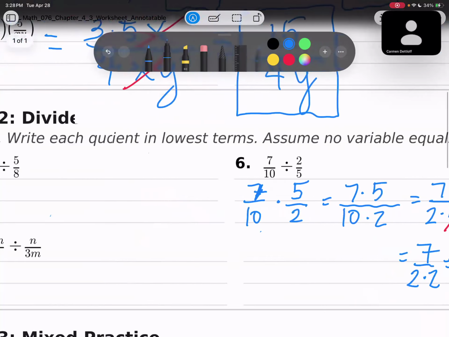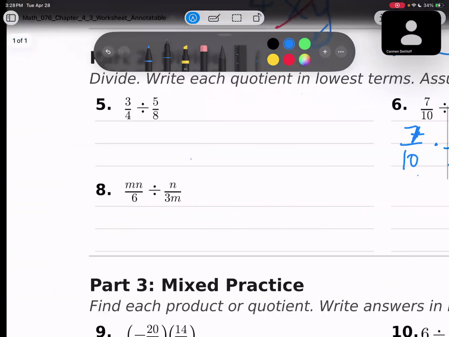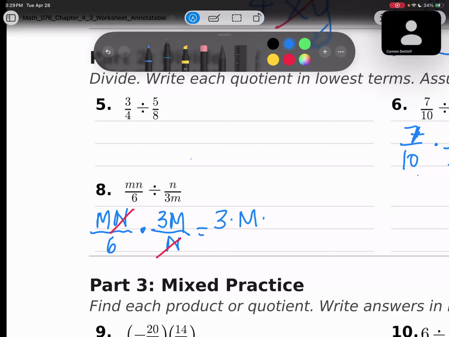Okay, let's take a look at number 8. Okay, I'm going to keep my first term, mn over 6, and my divide becomes multiply, and I get 3m over n. And I can see I'm going to have some stuff that gets canceled. I've got an n in the numerator and an n in the denominator, and my n's cancel. So now I'm left with 3 times n, m times m, all over 6.